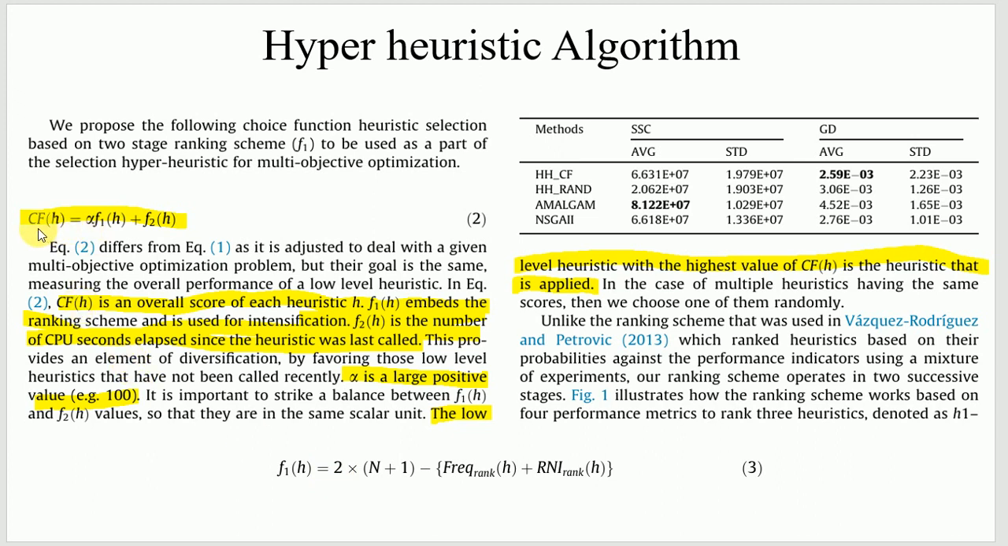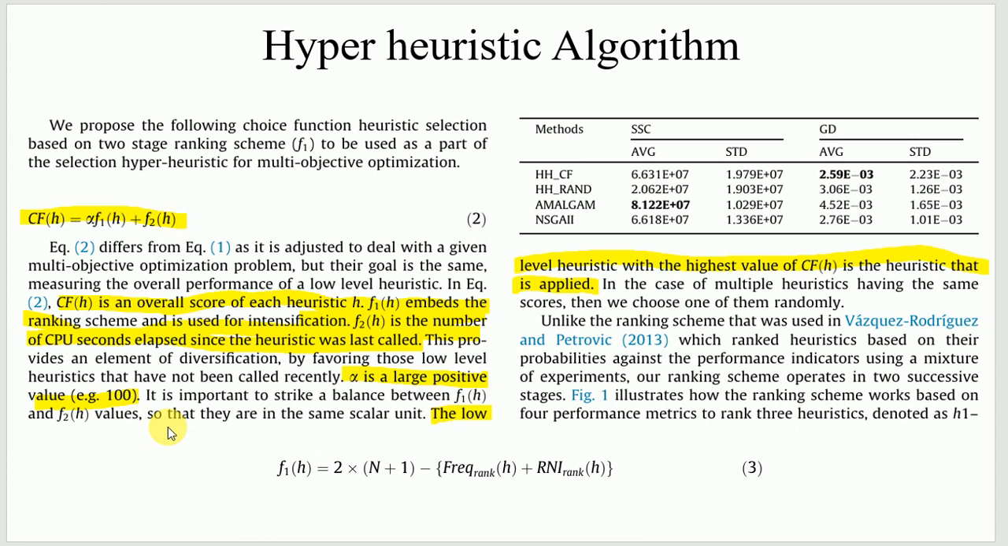So if we see the choice function used in this paper, we can see that it has two components, function 1h and function 2h. Function 1h is a component where a ranking scheme is incorporated, which evaluates the performance of each of the lower level heuristics or meta heuristics used in a hyper heuristic algorithm. And function 2h is the number of CPU seconds elapsed since the heuristic was last called.